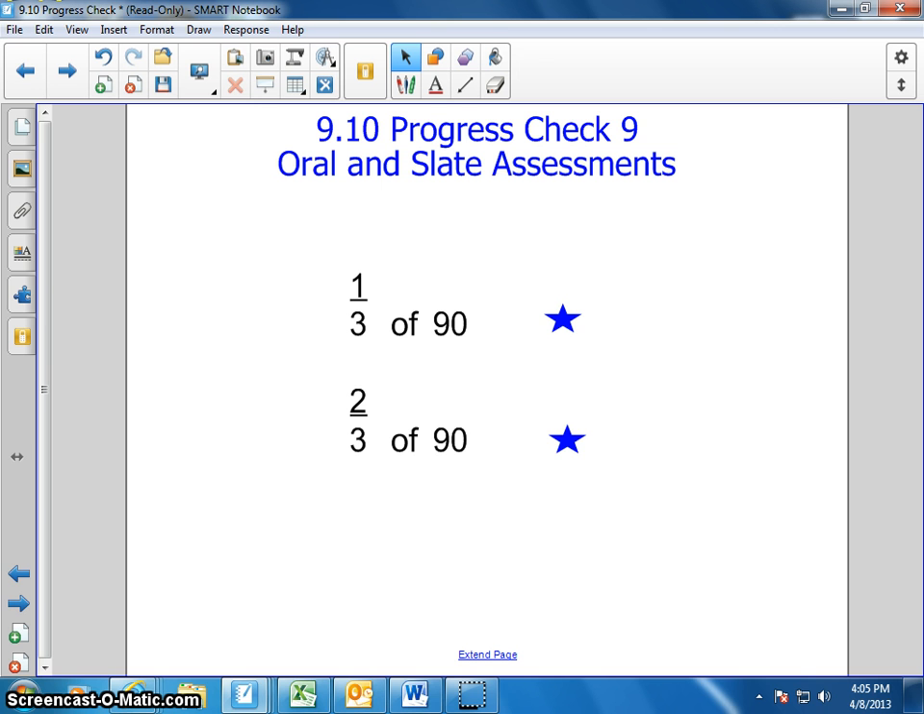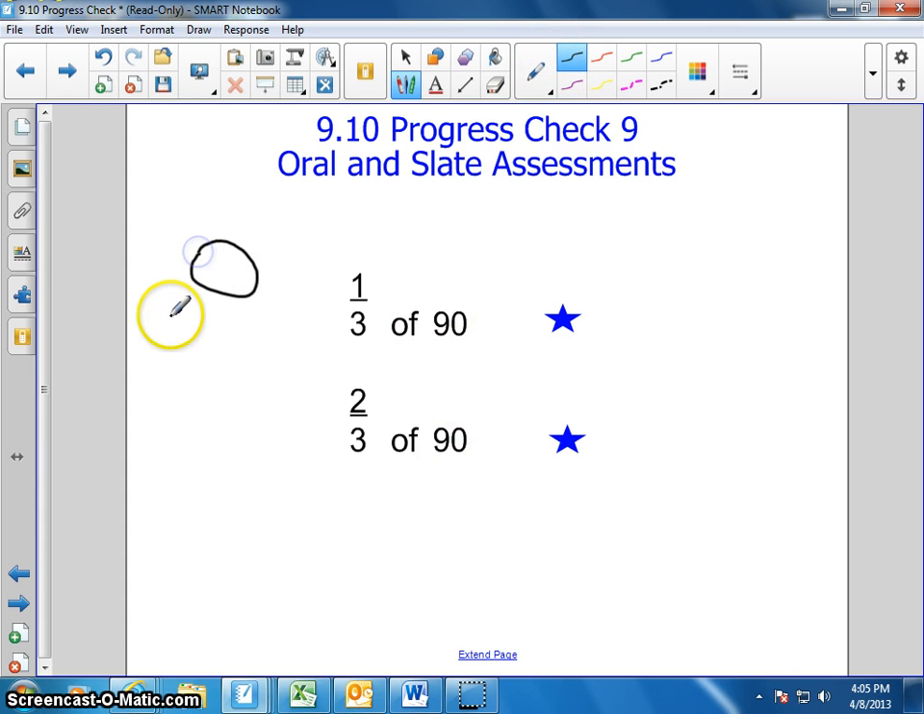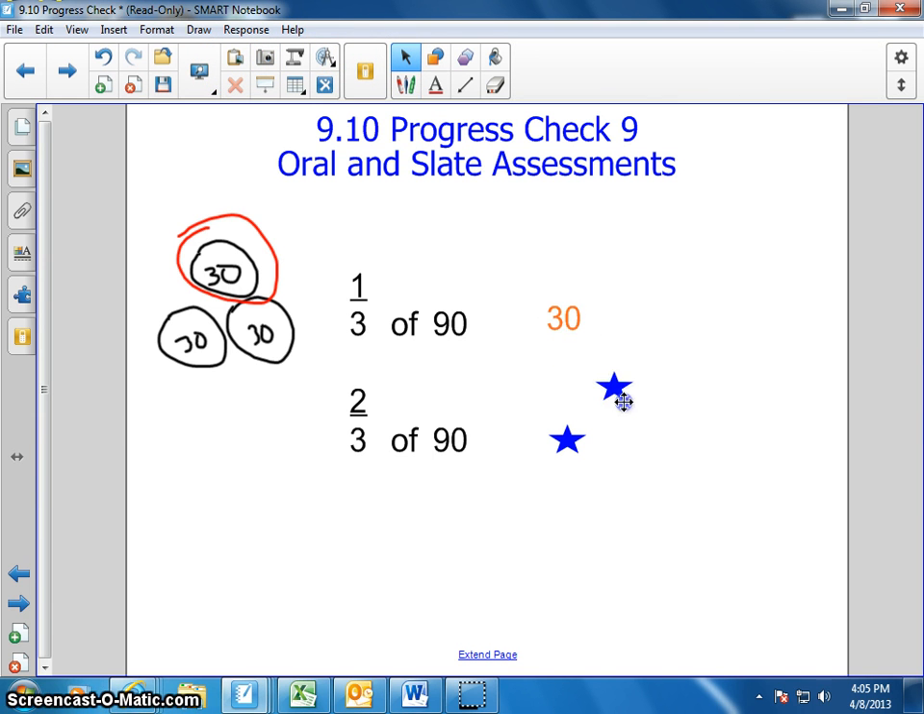Here, we want to try and figure out what 1/3 of 90 is. An easier way to do this would be to view this number, we want to find 3 equal groups. So, what would 3 equal groups of 90 be? What would go in each one of these? Well, if we divide 90 by 3, we get 30. And 30 plus 30 plus 30 is 90. So, what's one group out of the whole? Well, 30. So, 1/3 of 90 is 30.